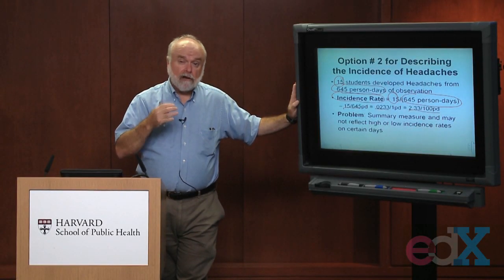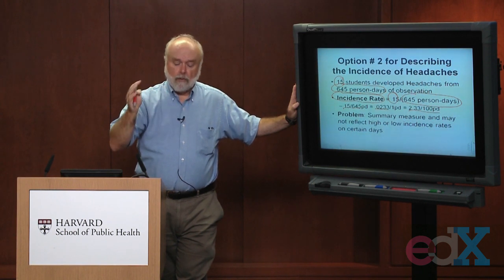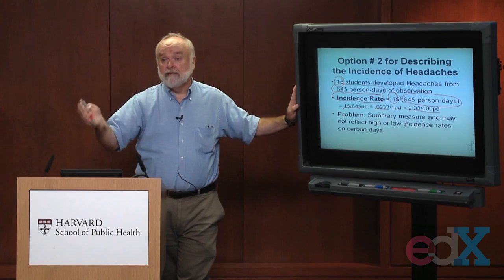So incidence rates are commonly reported as number of cases per some period of follow-up, some period of person days, person months, person years, where they're usually expressed in multiples of 10. So many cases for 10 person days or 10 person years, so many cases for 100 as I have here. So what we observed were 2.33 new cases of headaches for every 100 person days that I observed.